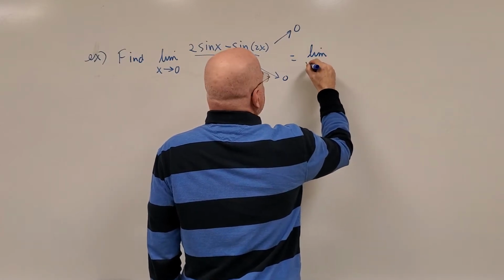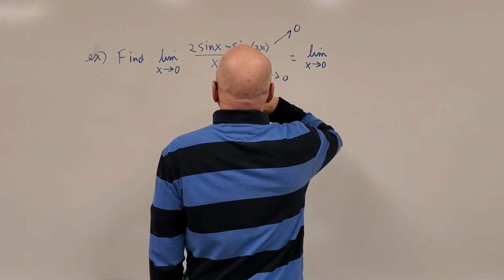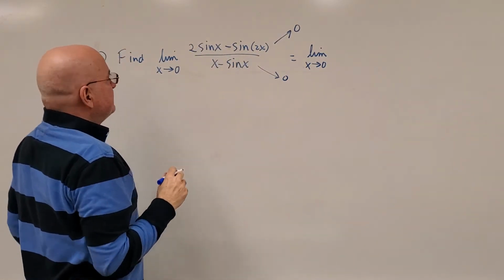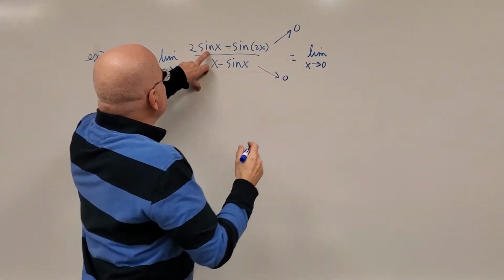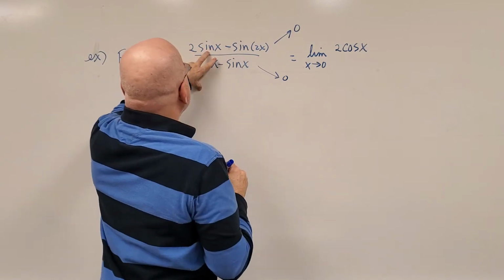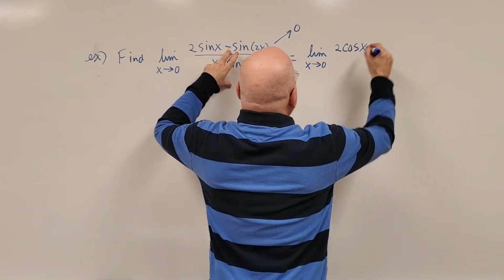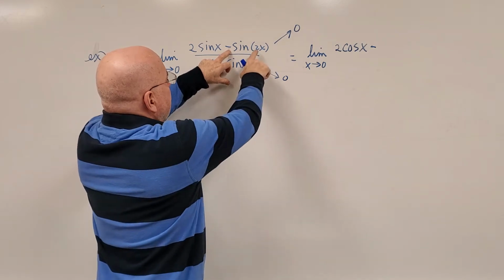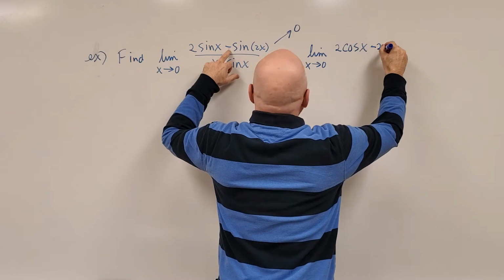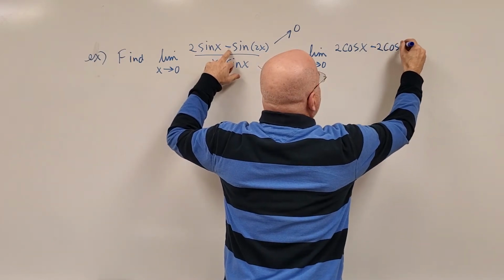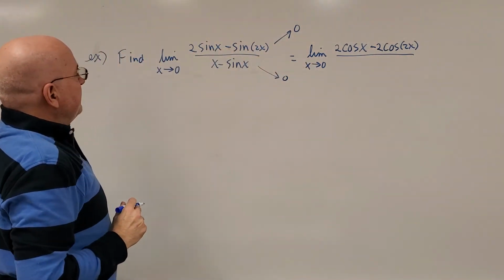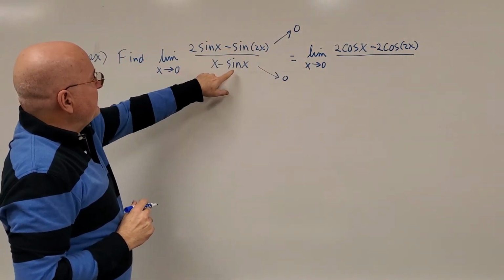the limit as x goes to 0 of f prime of x over g prime of x. So we have to take derivatives. The derivative of sine is cosine, so I'm going to get a 2 cosine x minus, and the derivative of sine again is cosine, but I'm going to have to multiply it by 2 here. The derivative of 2x is 2, so I'll get 2 cosine 2x. And the denominator, if we take the derivative, I'm going to get a 1 minus cosine x.